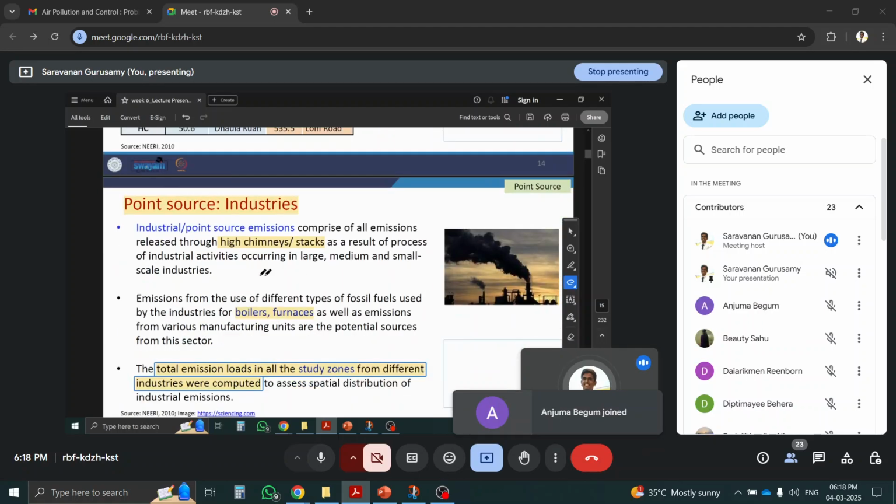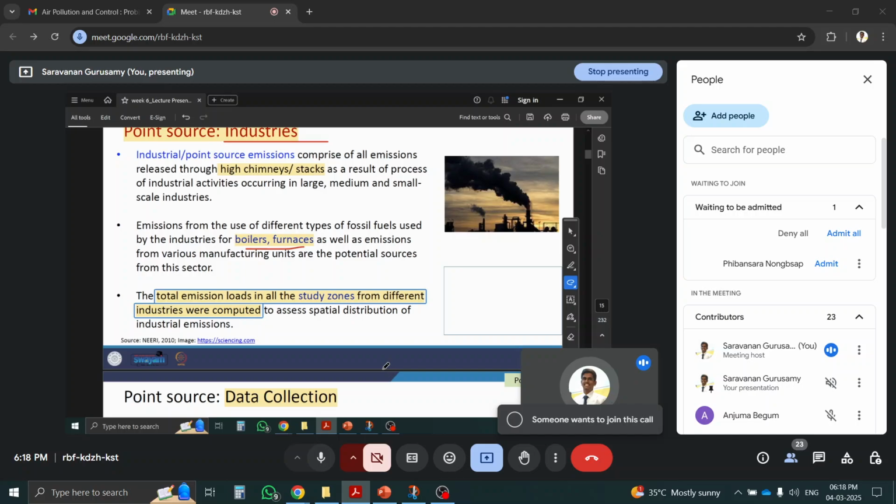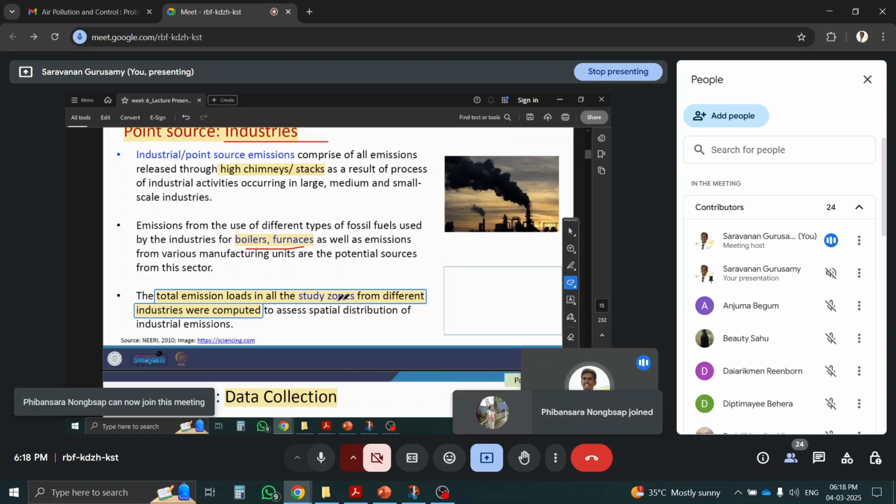And the location also we can identify easily. The point source from the industries, they have taken from each chimney, are considered as a point source, and also from industry boilers and furnaces. Total emission load in the study zones from different industries were computed.